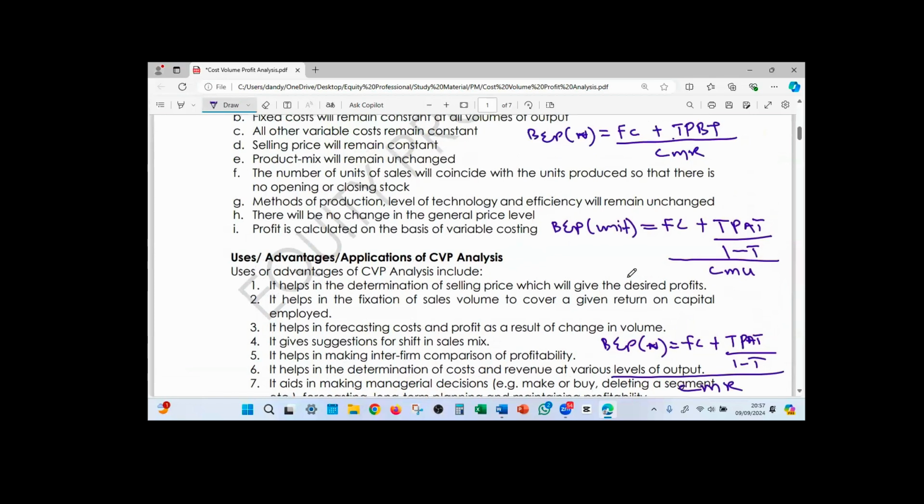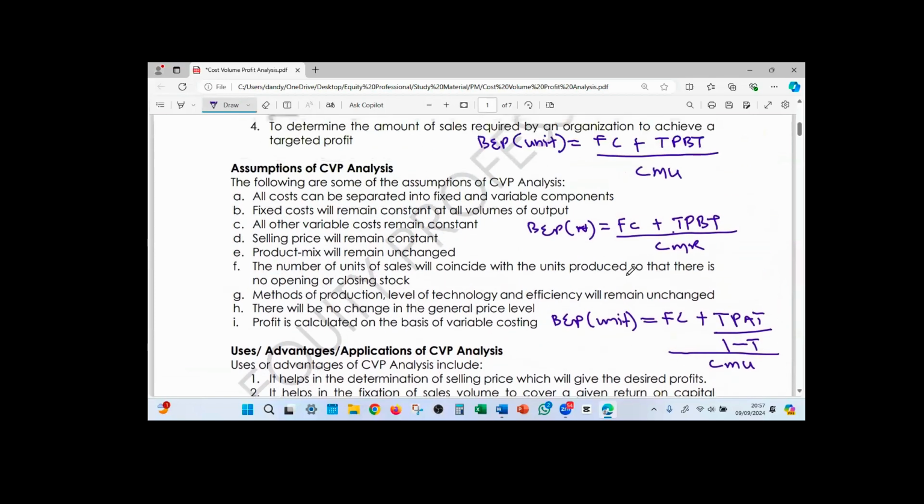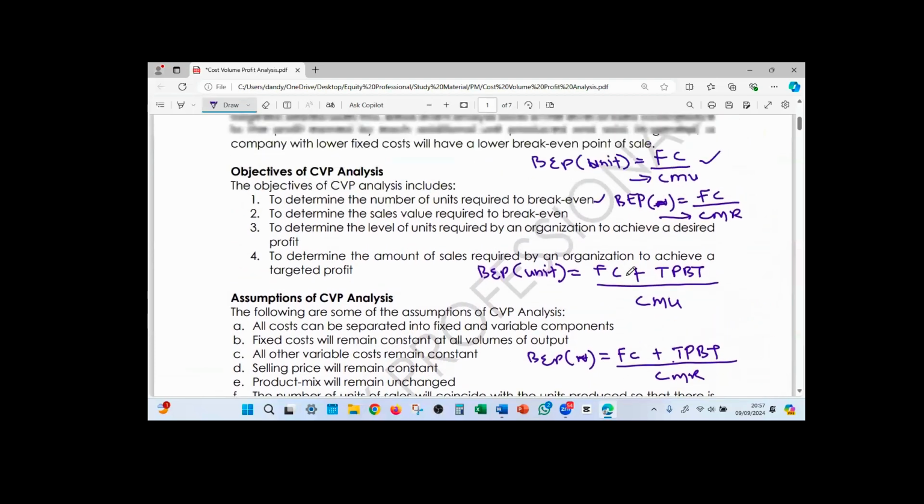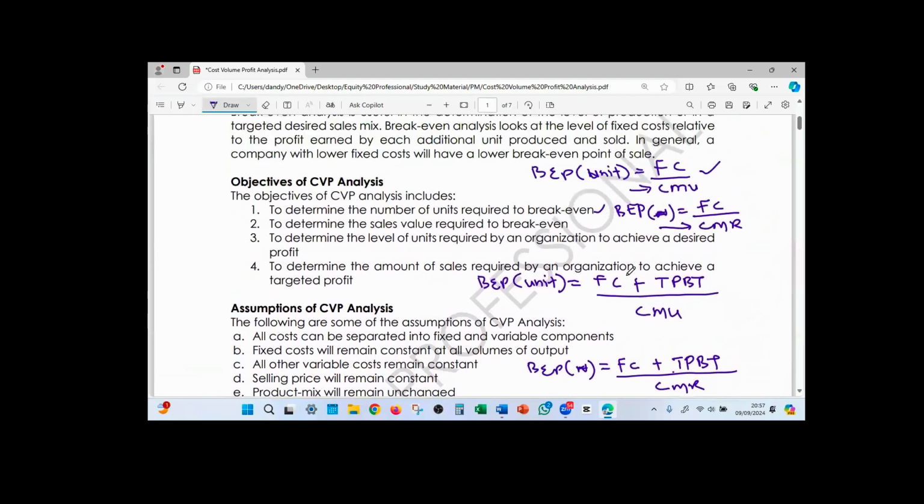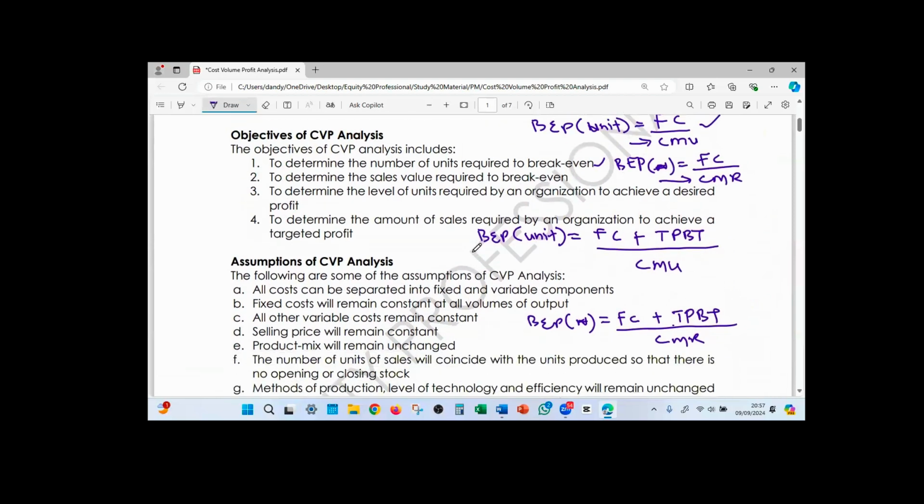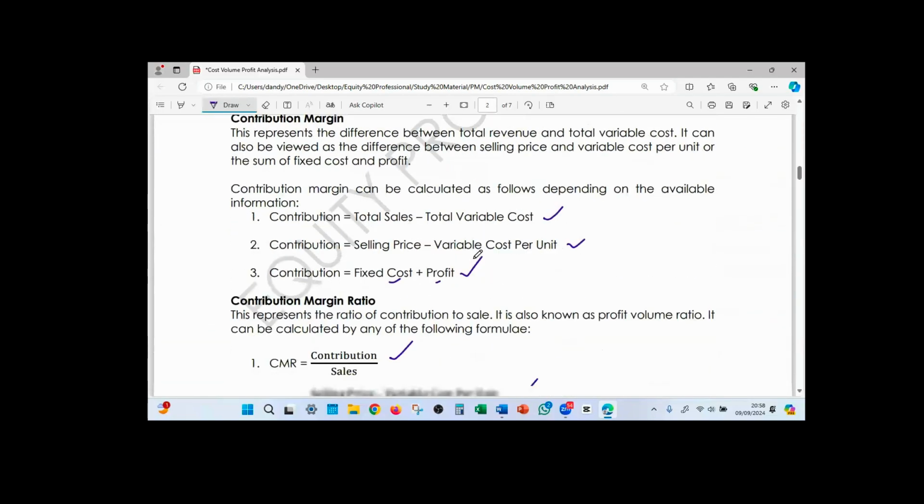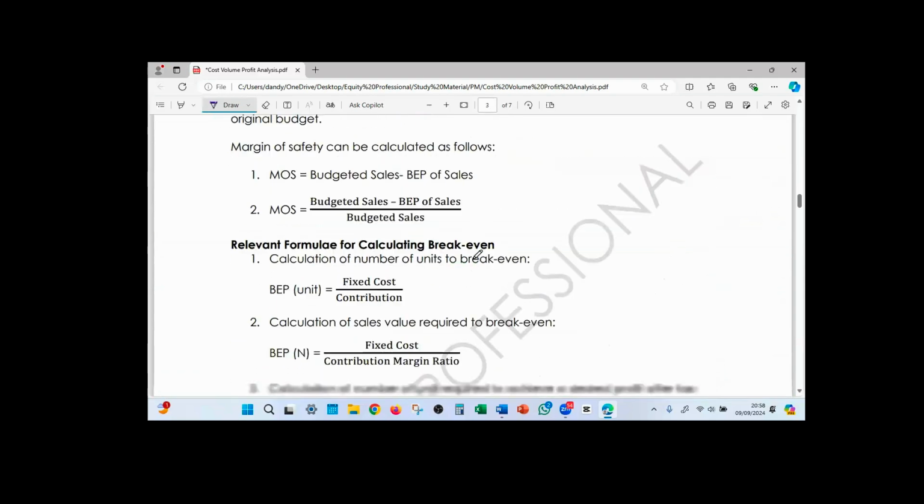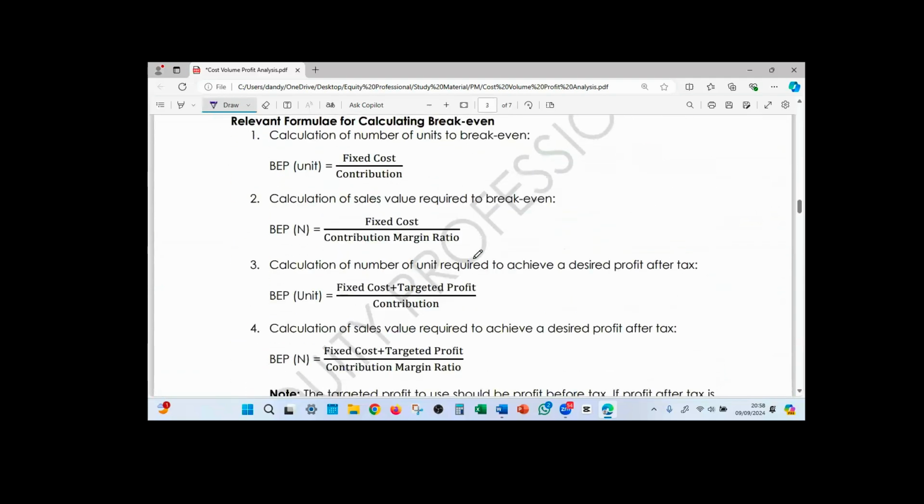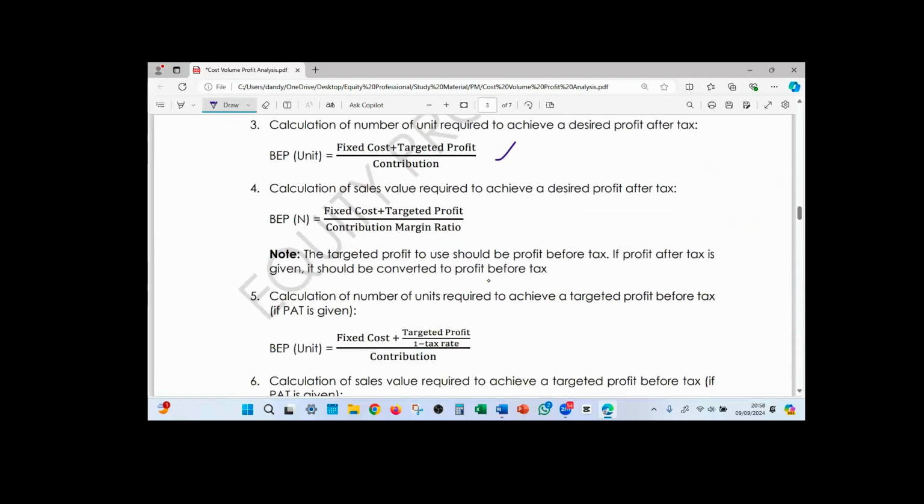So all these 6 formulas are what you are going to need to calculate your break-even points. All the relevant formulas that you need in calculating break-even points, I've given to you. And also, they are in this material, I think. Let me scroll down. Yes, they are also in the material. So just go in there and pick them up.